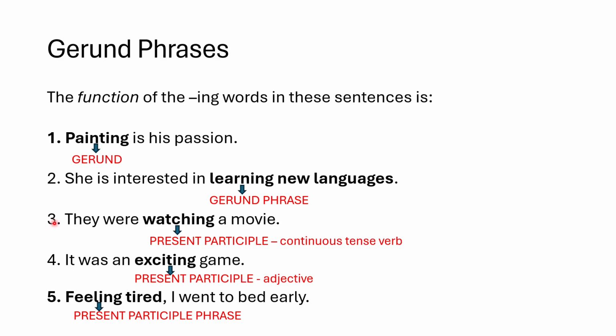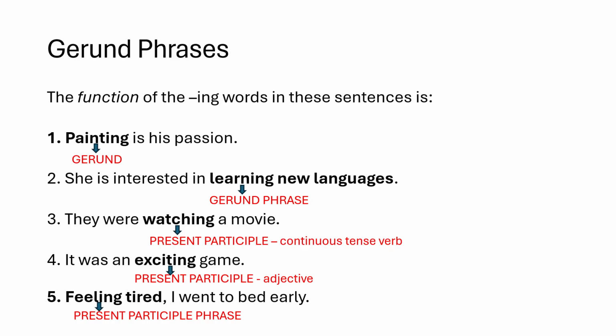3. They were watching a movie. Watching is a present participle. Verb plus ing with the auxiliary verb were. It forms the past continuous tense. Together, were watching acts as a verb. 4. It was an exciting game. The word exciting is a participial adjective that is formed from a verb plus ing and describes the noun game.